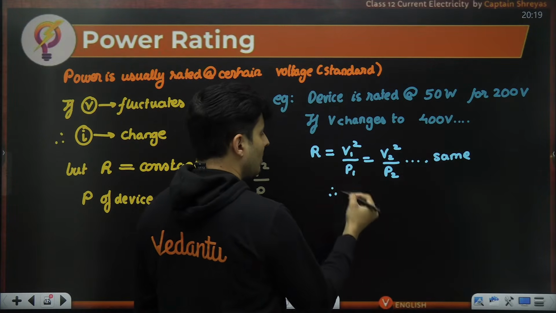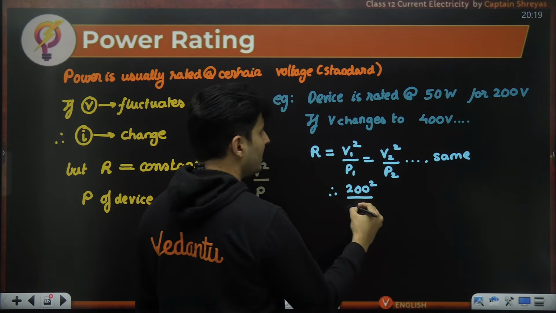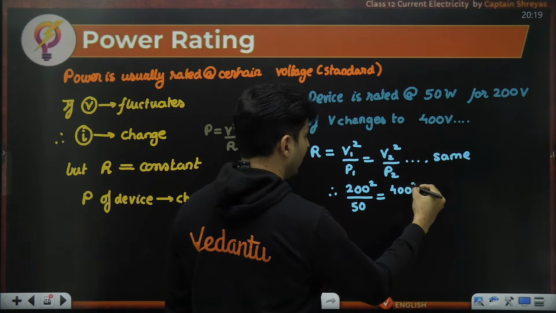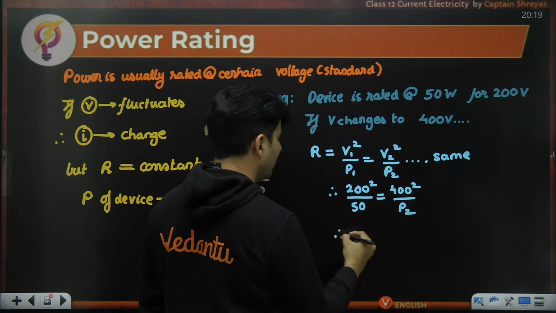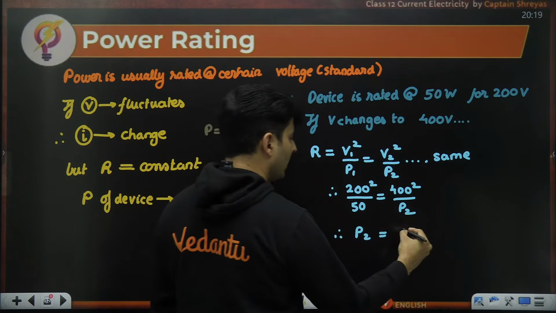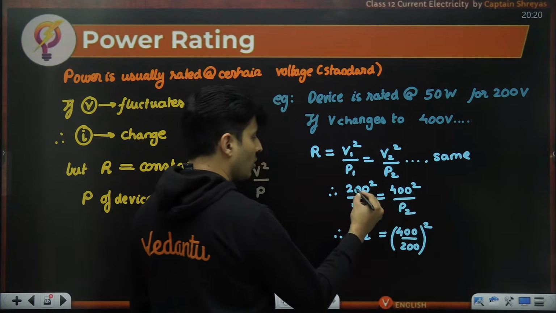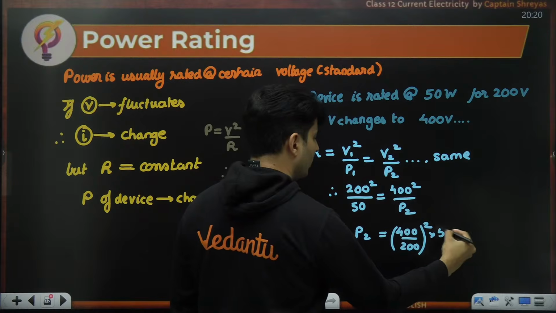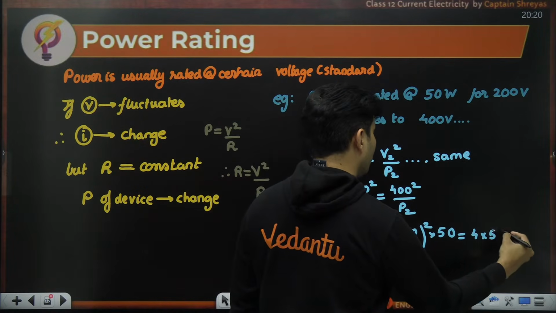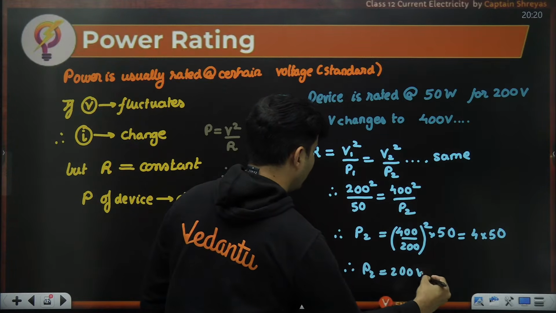If that is the case, what is the voltage initially? Well, it was 200. What is the power initially? It was 50. What is the new voltage? It is 400. What is the new power? That's what we need to figure out. So P2 will be on the top, 200 will go down, so it will become 400 by 200, and this entire thing is squared, and this 50 number also has gone on the top. 4 by 2 is 2, so 2 square is 4. So 4 multiplied by 50. So the new power consumed will be 200 watts.